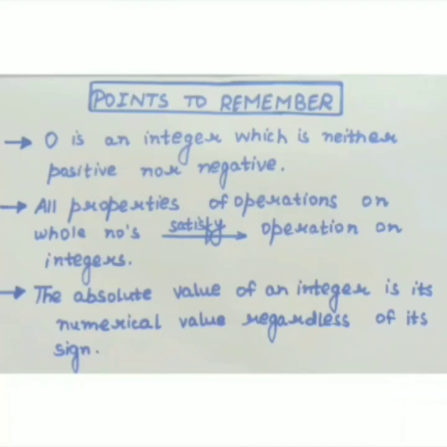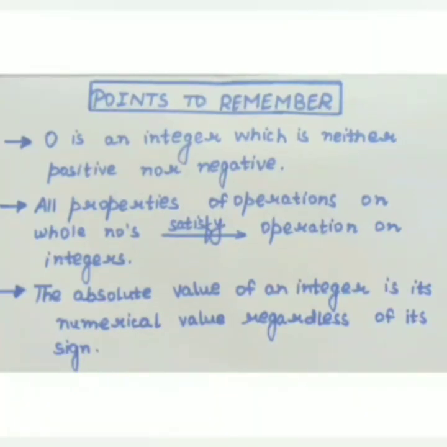The third point states that the absolute value of an integer is its numerical value without respect to its sign. So this finishes off the chapter. Here we have discussed all the points related to the integers.